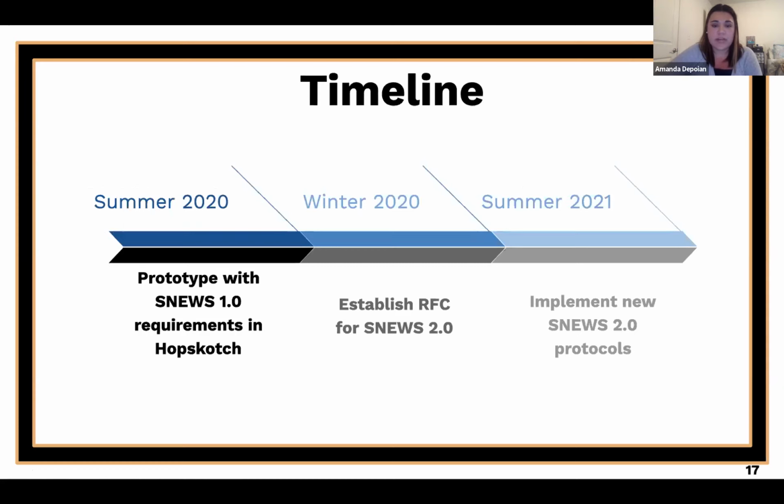So this was the timeline for developing this new server, the SNEWS 2.0 server. This summer, we started working on prototyping with SNEWS 1, putting the requirements into Hopskotch. This is what Bryce is going to demo in a few minutes. So now that we have a working prototype with SNEWS 1.0 requirements in this Hopskotch server, we want to map out what do we need to include now for SNEWS 2. So once we have all of them mapped out, we can start implementing these new protocols in the summer of 2021 into the Hopskotch client that we currently have.